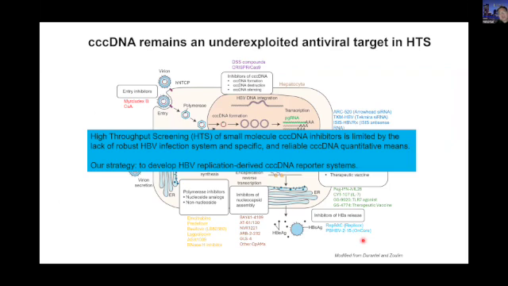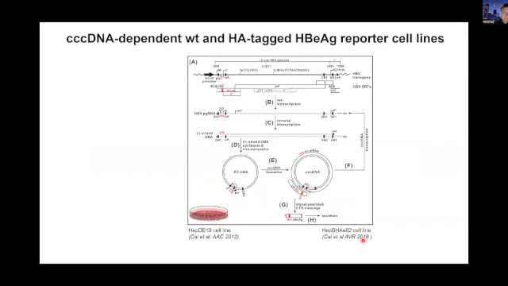But in terms of high throughput screening to find cccDNA inhibitors, this is still an underexplored area. The main reason is that we don't have a really reliable and good marker for monitoring the cccDNA level in the infected cells. To overcome this, we have been developing stable cell line based systems using the E antigen as a marker for cccDNA. Basically, this is an inducible HBV stable cell line.